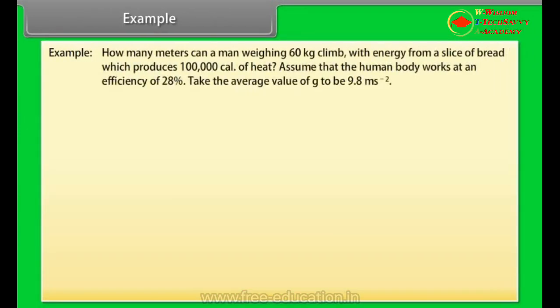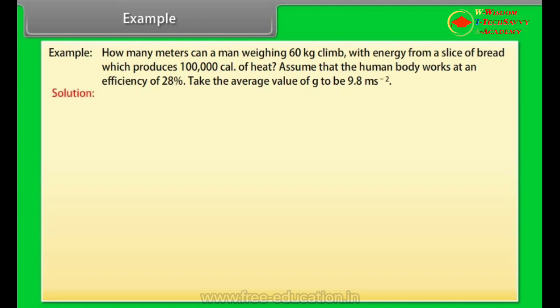Example. Let's take an example. How many meters can a man climb with energy from a slice of bread which produces 100,000 calories of heat? Man having weight 60 kg. Assume that the human body works at an efficiency of 28%. Take the average value of g to be 9.8 meters per second squared.